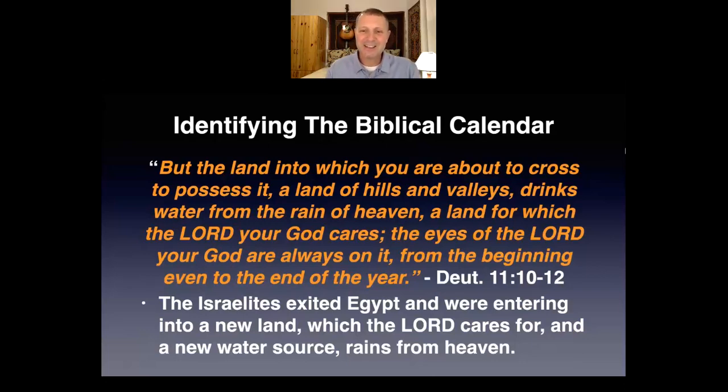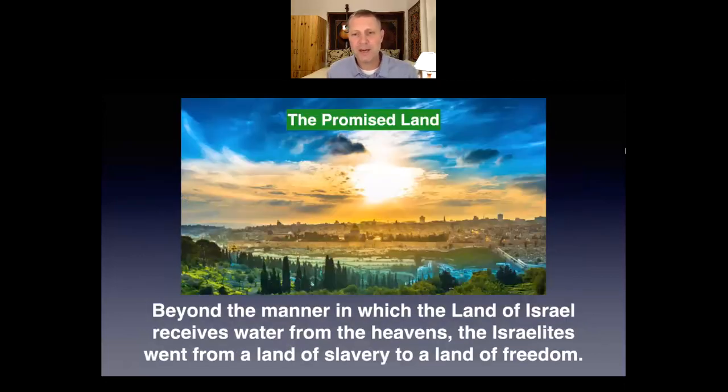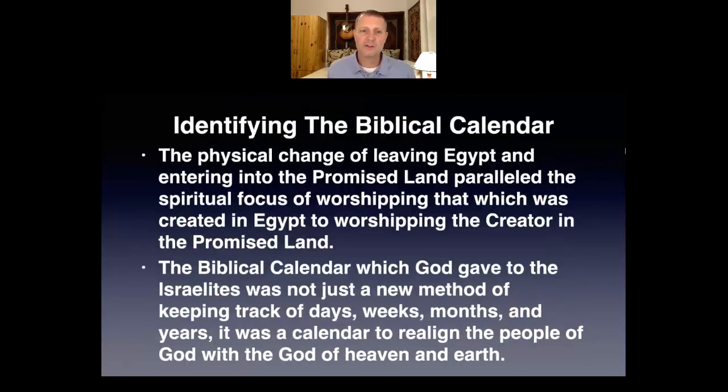The Israelites exited Egypt and were entering into a new land, which the Lord cares for, and a new water source rains from heaven. Beyond the manner in which the land of Israel receives water from the heavens, the Israelites went from a land of slavery to a land of freedom.